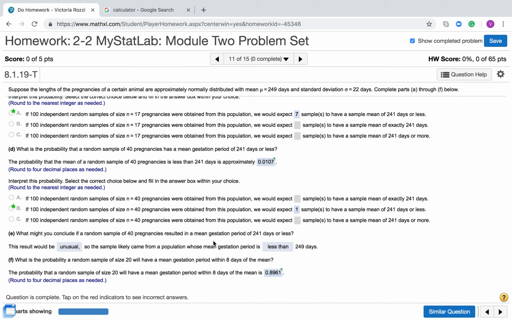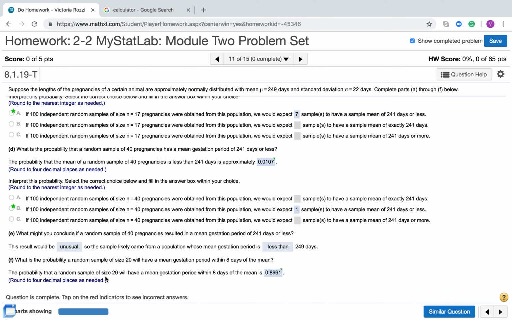Well, anything that is less than 5%, so less than 0.05, is considered unusual. Because we have 0.01, this is considered unusual because it's less than 0.05. So the sample likely came from a population whose mean gestation period is less than 249 days.